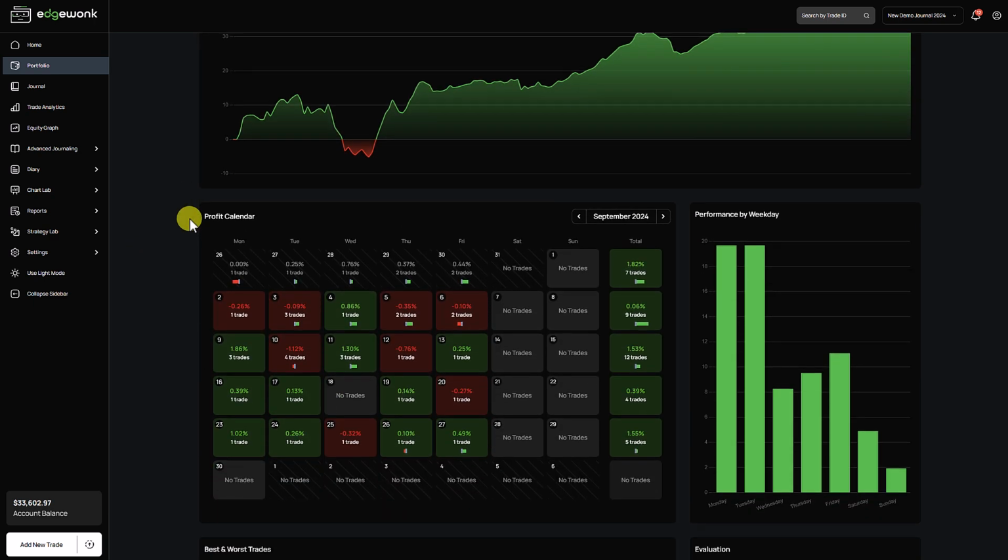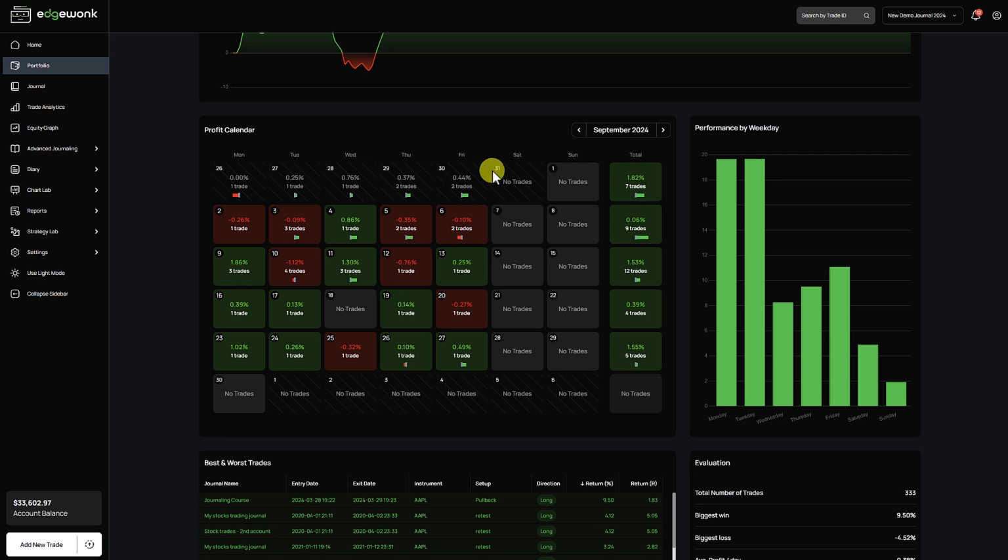When we scroll down further, we see an accumulated profit calendar. The profit calendar shows you how many trades you've taken and the performance for each day across all of your Edgewonk trading journals. You also see an accumulated tilt meter, and then on the right you have your total statistic column for your summary for each trading week of the month.